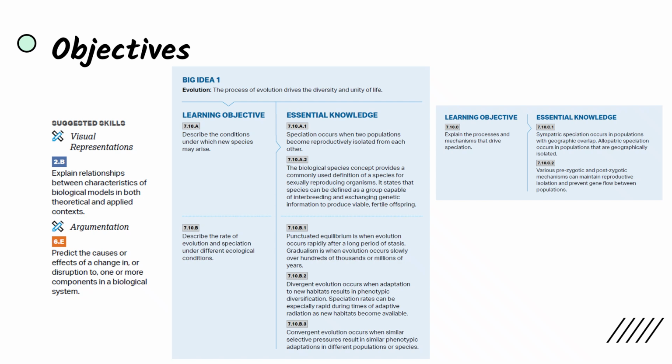Suggested skills are going to be visual representations 3B, explain relationships between characteristics of biological models in both theoretical and applied contexts, and also argumentation 6E, predict the causes or effects of a change in or disruption to one or more components in a biological system.